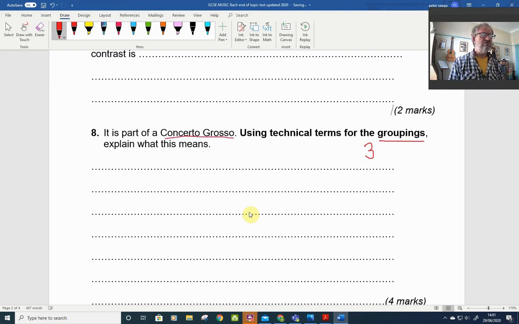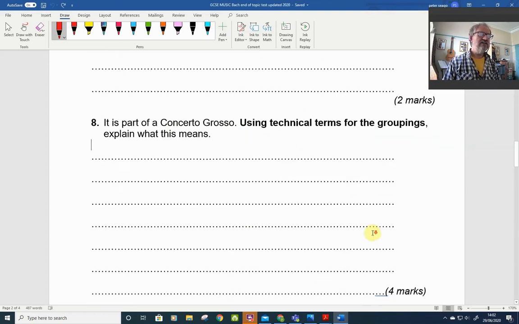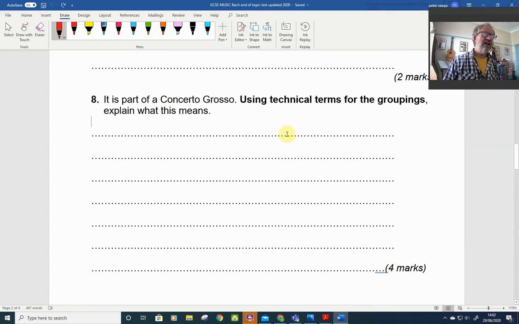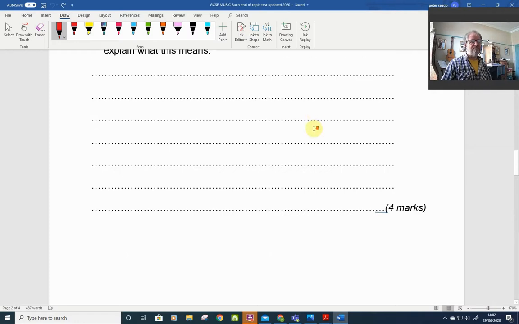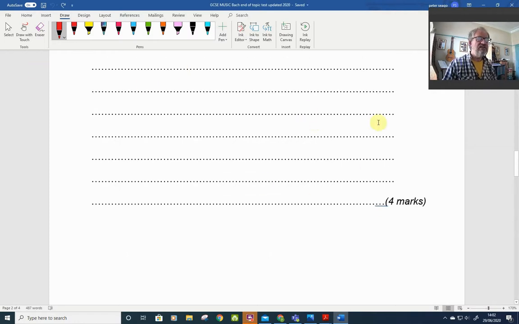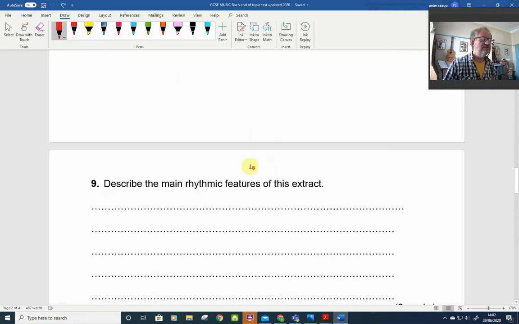And some of that will mean that you have to understand which period the Concerto Grosso is in. Otherwise the groupings won't make sense. So 4 marks. How are you going to turn 3 comments for identifying them into 4 marks? Well, you're going to have to explain why we need those groupings perhaps. And I want all that space filled if you want 4 marks.